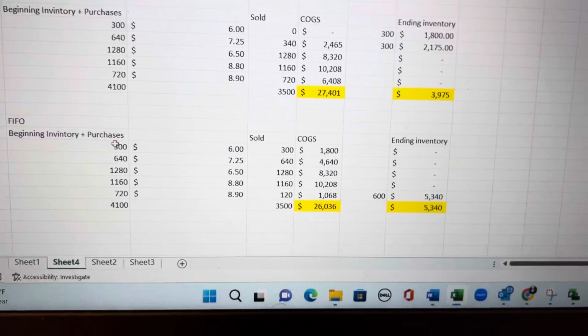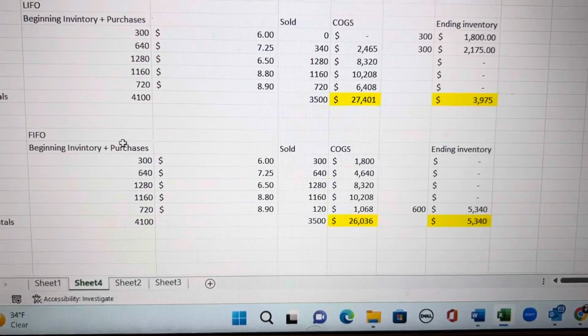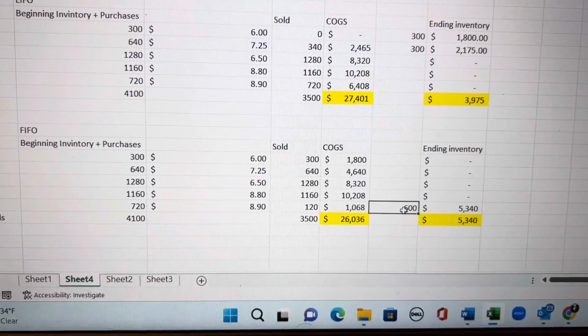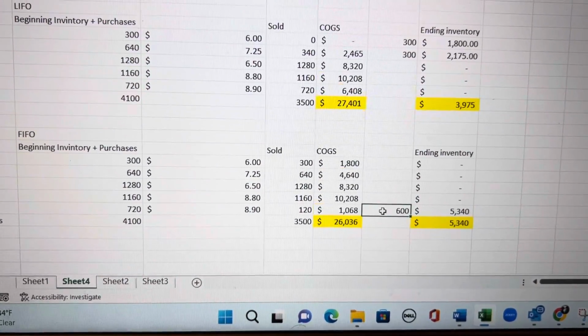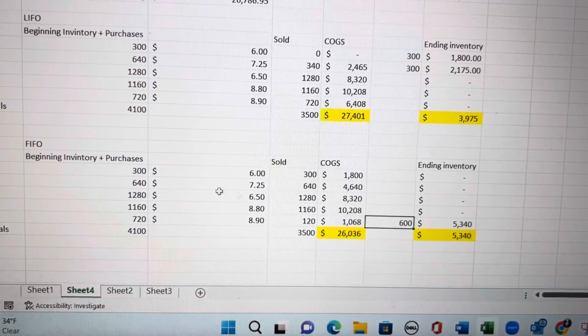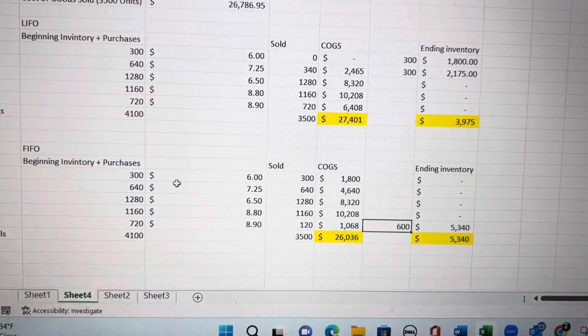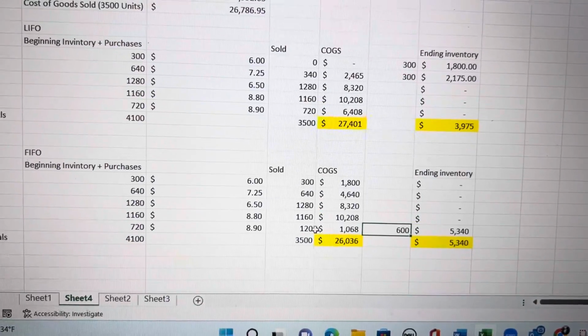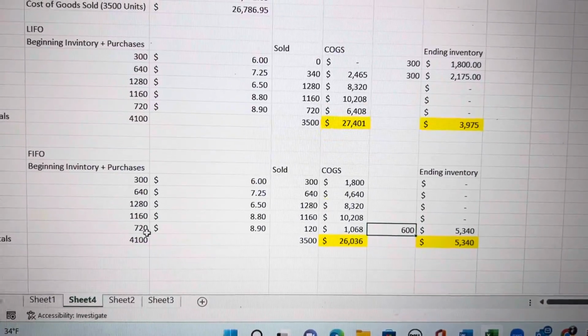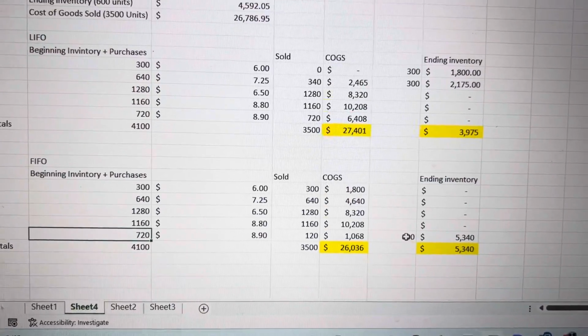But for FIFO, that's going to be the first in, first out. The 600 are going to be associated with the first in, since they're going to be the first leaving. The inventory is going to be associated with the last one, because these are what's remaining. So as you know, there's 720, so all of the inventory is going to come from this last one.